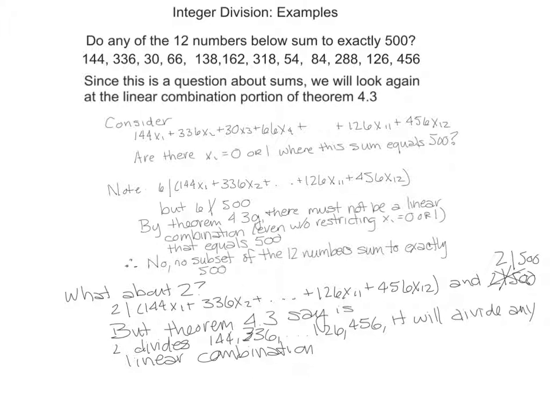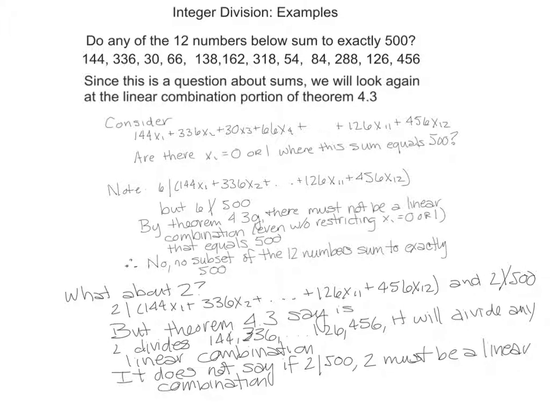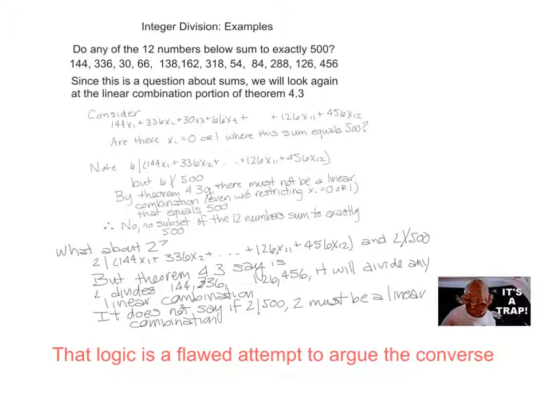But look at Theorem 4.3 carefully. It says that if 2 divides the 12 numbers, it will divide any linear combination of the 12 numbers. It does not say that if 2 divides 500, 500 must be a linear combination. That's actually reading the logic the wrong way. And in fact, we talked about this in Chapter 2. It's a flawed attempt to argue the converse. Do you remember that was the trap? So again, Theorem 4.3 says that if 2 divides the 12 numbers, it will divide any linear combination. It does not say if 2 divides a number, that number must be a linear combination.